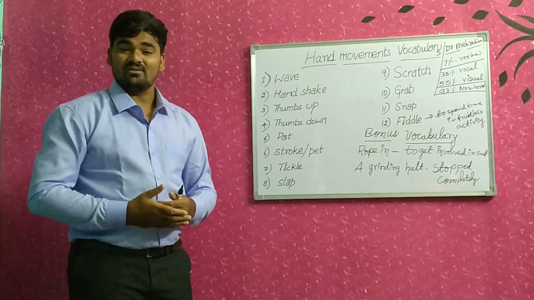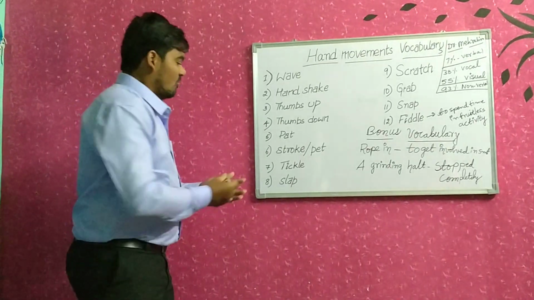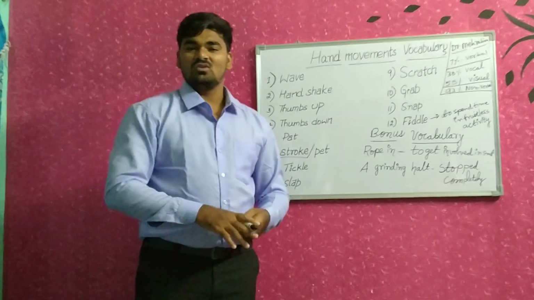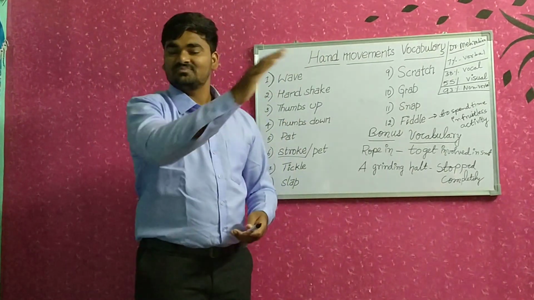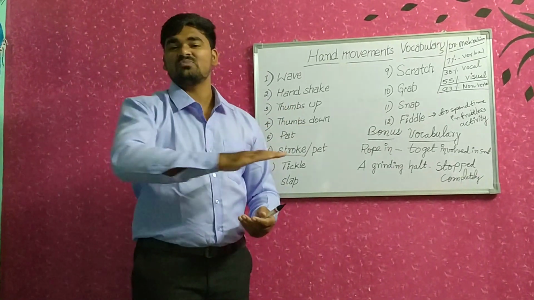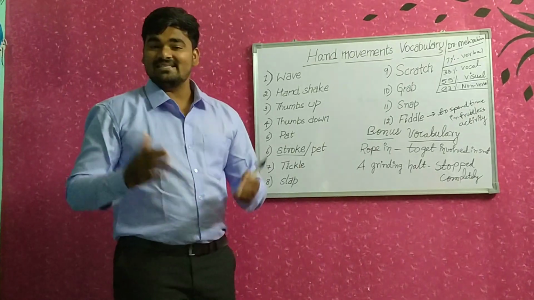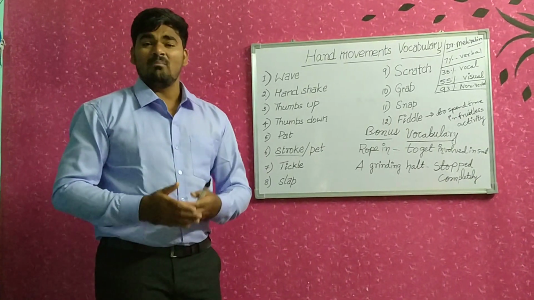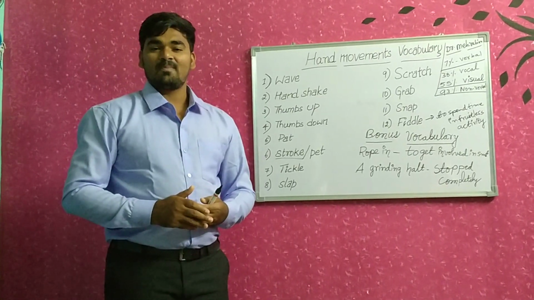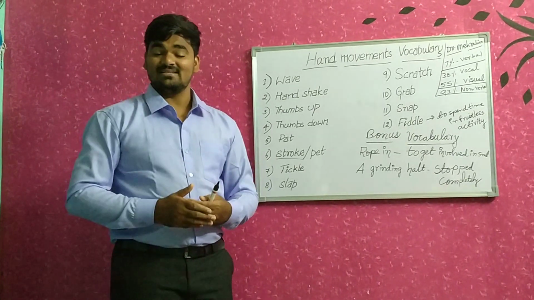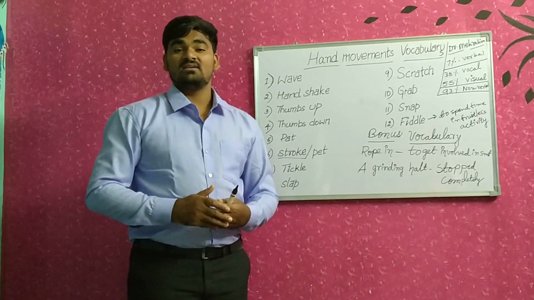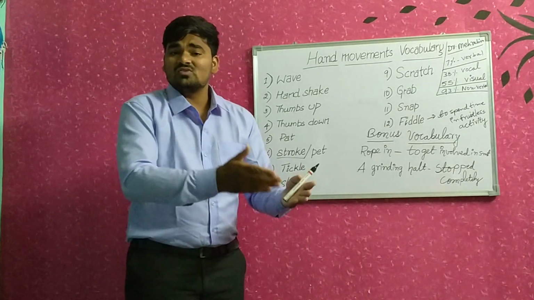Let's look at the sixth one, stroke. We use stroke especially for human beings. This is called stroking. We usually do it with small kids. The example sentence is, mother strokes her child. Another example sentence is, father strokes his son to go to sleep.